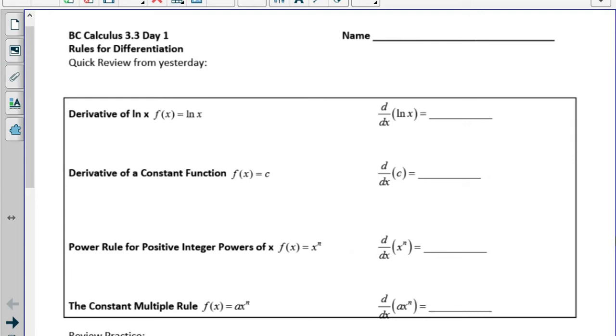3.3 day one. We're about to crank out a lot of different derivatives here. Let's talk about what we learned yesterday in our Desmos activity. The first thing that we should have learned is the derivative of natural log of x is 1 over x. The derivative of a constant function is 0.